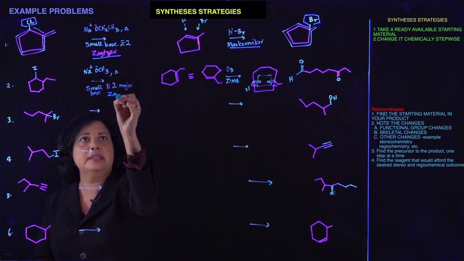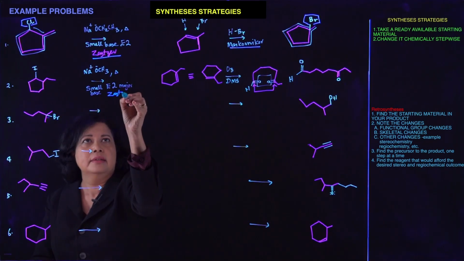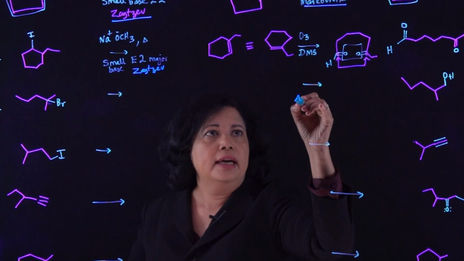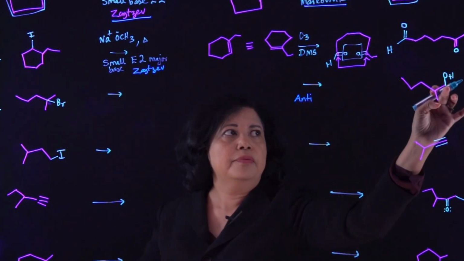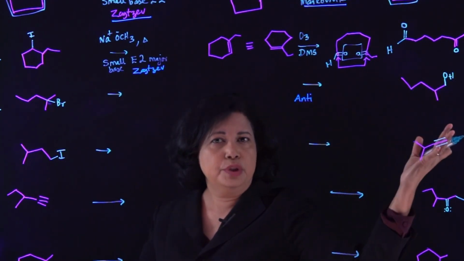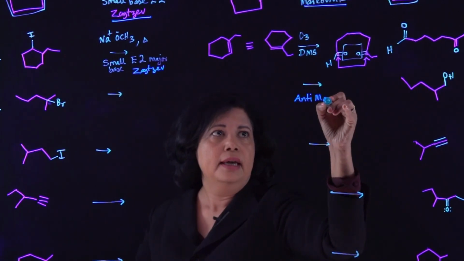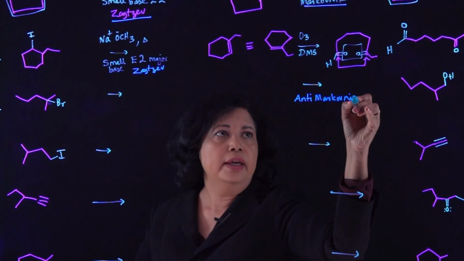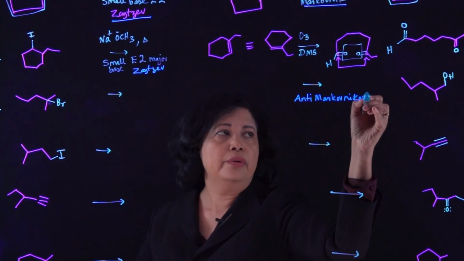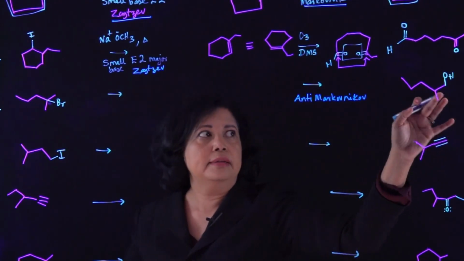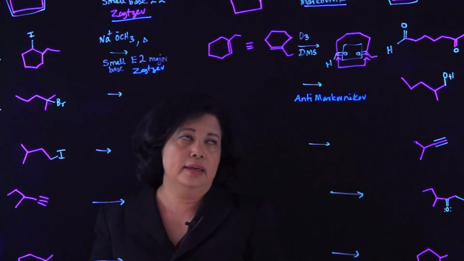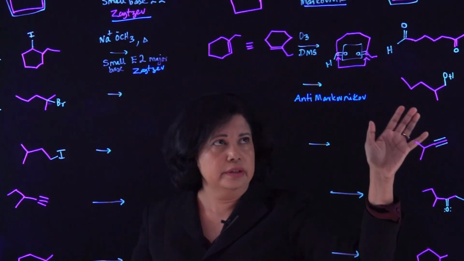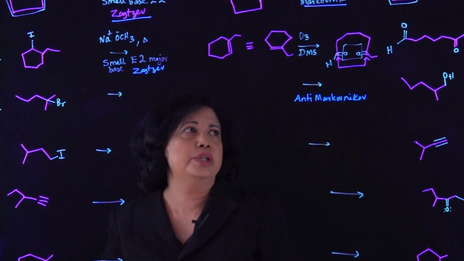Okay, this is also Zaitsev. Here you're doing anti-Markovnikov because you're functionalizing the less substituted carbon. And so once you know the regiochemistry, then you bring in your reagents to get that specific result. We really haven't shown stereochemistry here. So at this point, let's just focus on regiochemistry.